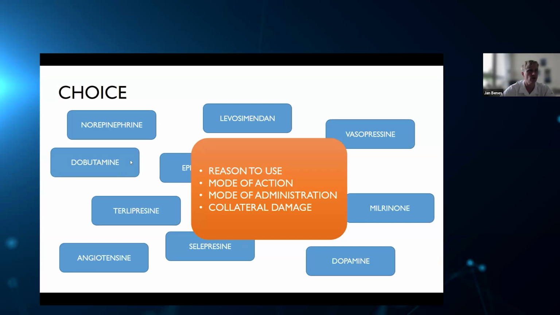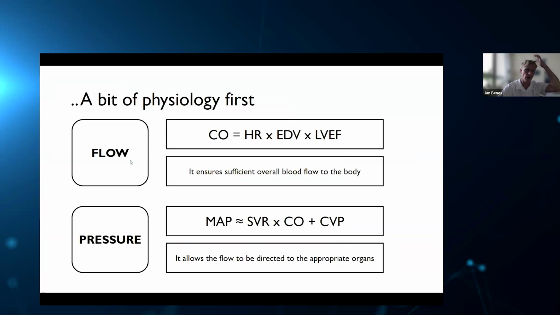But before we go there, let's start with a bit of physiology. I'd like to stress that there are two sides of the coin in hemodynamics. One side of the coin is flow. It ensures sufficient overall blood flow to the body. And you know that it's measured by cardiac output, which is a product of heart rate and the diastolic volume and the left ventricle ejection fraction. So the stroke volume times heart rate. So that's the flow. That's one side.